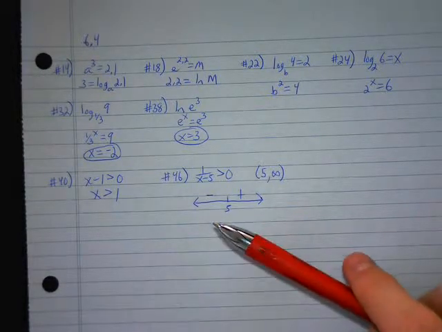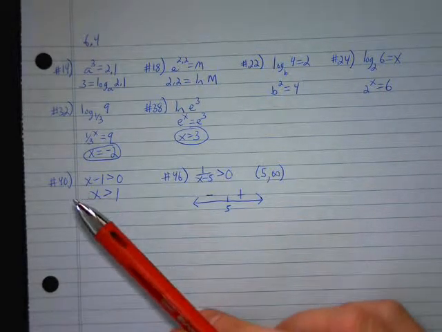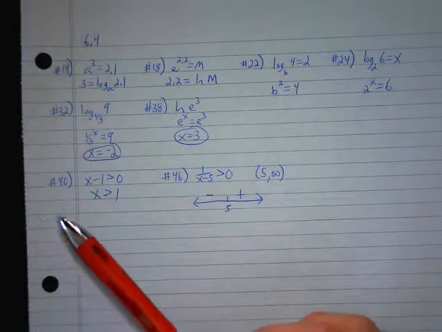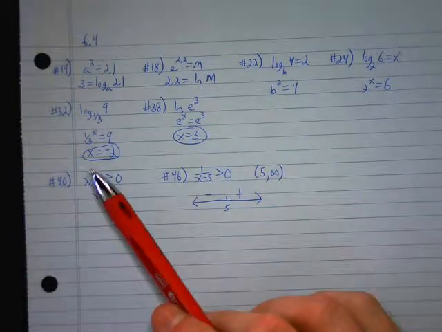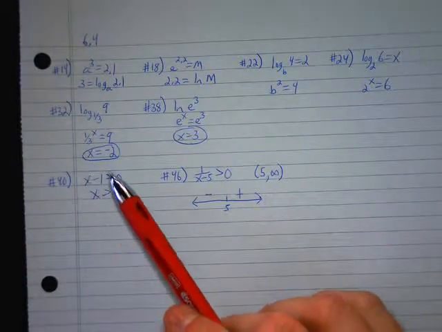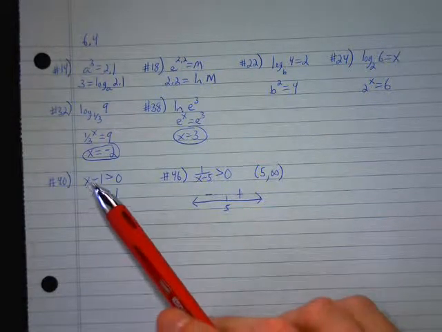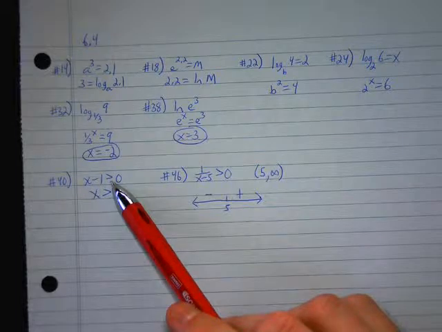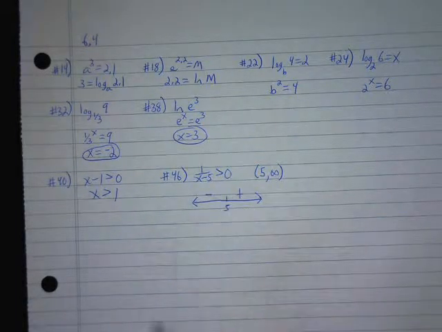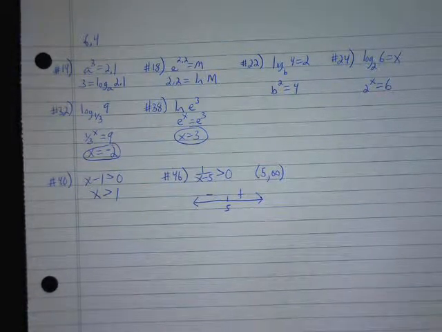On 40 and 41, those we're finding the domains for log functions. Well, when you take the log of a number, whatever you're taking the log of has to be greater than 0. So in number 40, x minus 1 had to be greater than 0. In 46, 1 over x minus 5 had to be greater than 0. So that goes back to the rational inequalities from the previous section. Okay, so that is the review for your exam.